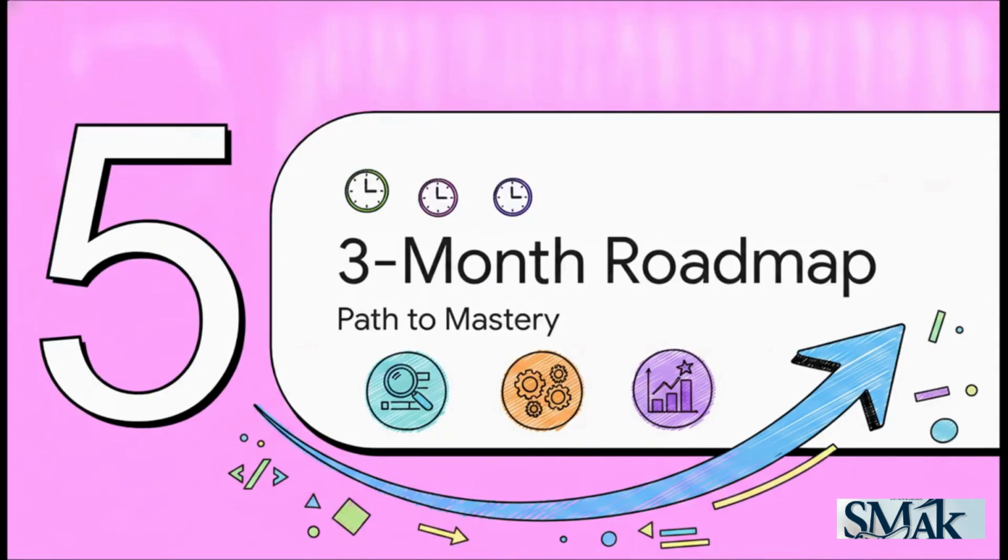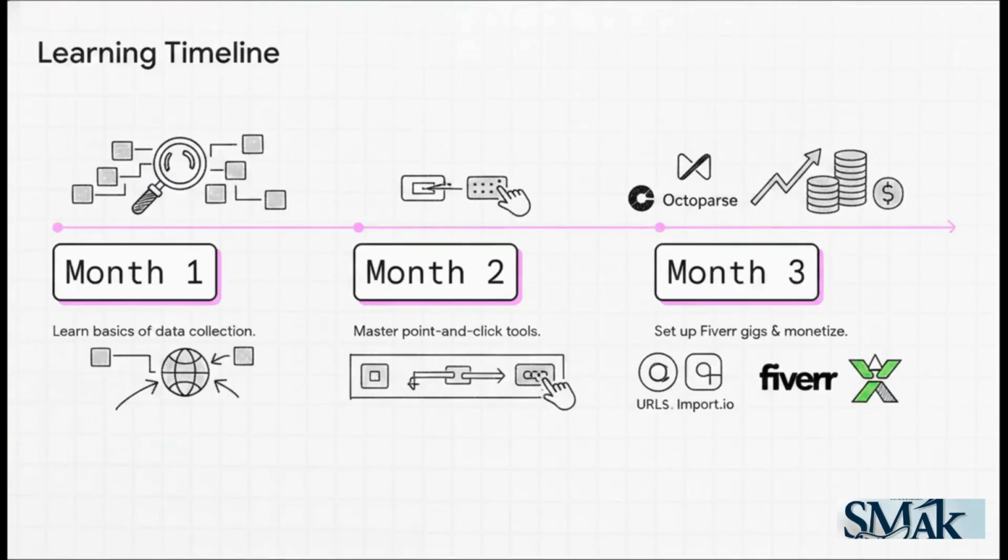And finally, Part 5, your 3-month roadmap. The absolute best part about all this, mastering these tools isn't some years-long academic slog. It is a highly achievable 3-month sprint. In month 1, you just focus on the basics of data collection and how web structures work. In month 2, you master those visual, no-code, point-and-click tools we talked about, like Octoparse and Import.io. Honestly, it's mostly just copy-pasting URLs and clicking elements on a page.